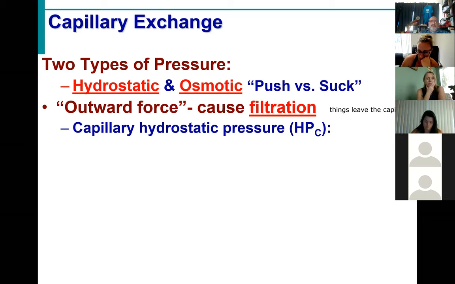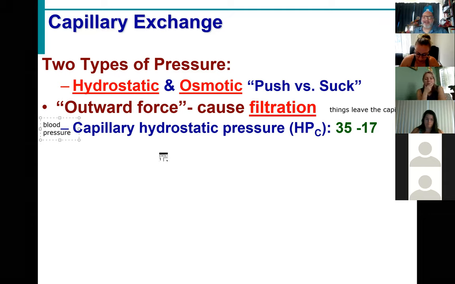Our outward forces include the capillary hydrostatic pressure, which, as I mentioned, is essentially the blood pressure in the vessel. One of the big deals about the capillary hydrostatic pressure is that it is different at the arterial end and the venous end. At the arterial end, it is 35. At the venous end, it is 17.